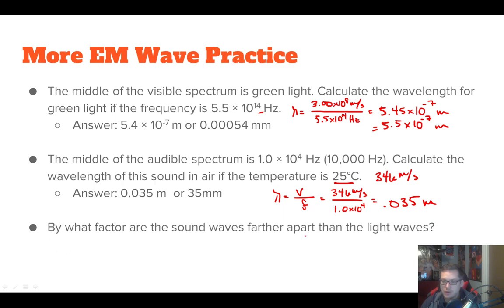All right, and then they ask us, well, by what factor are sound waves farther apart than light waves? So in order to get that factor, all we have to do is divide the sound waves by the light waves, right? So we'll take our 0.035 meters divided by the 5.5 times 10 to the minus 7th. So 0.035 divided by 5.5 e to the negative 7th, right? I got like 64,000 or so, 2 sig figs, so 64,000 factors bigger. Yeah, some rounding errors somewhere in there. I think I might have been lazy with my rounding before I did it today.